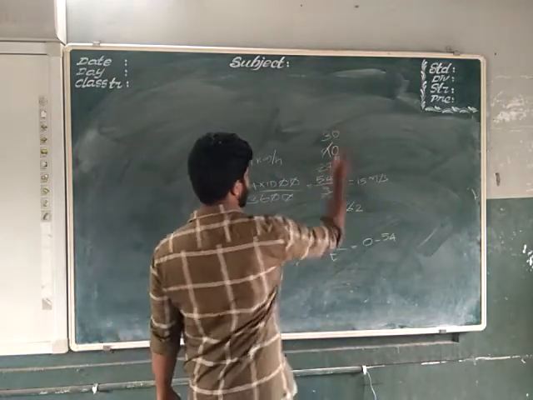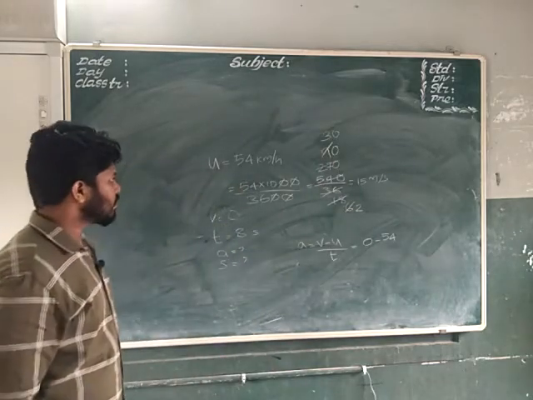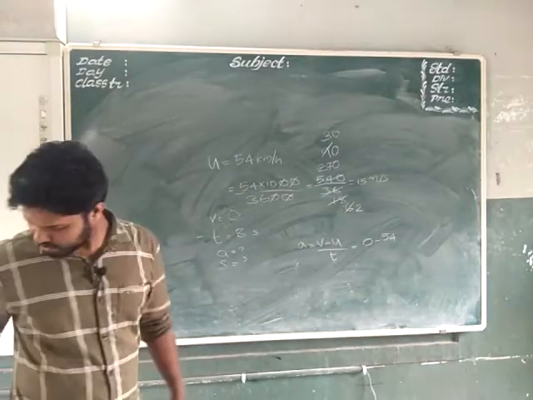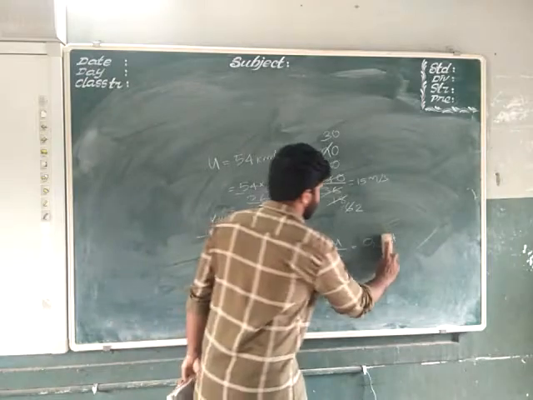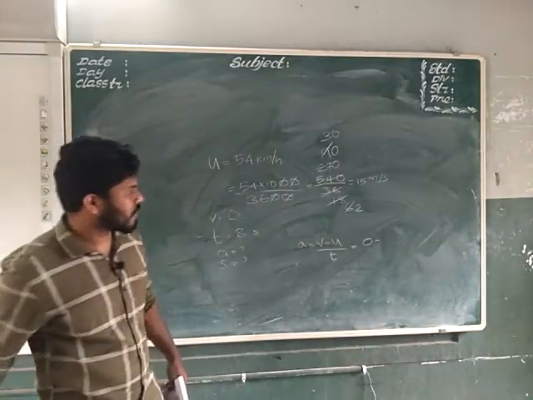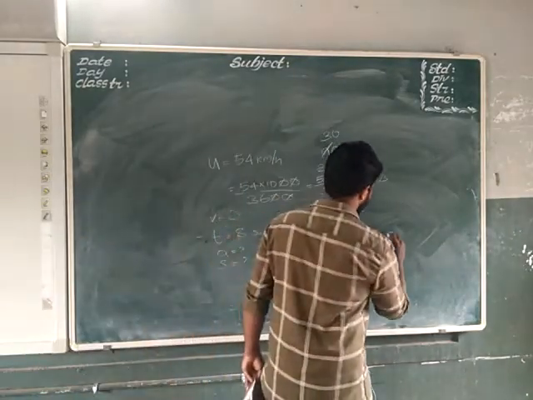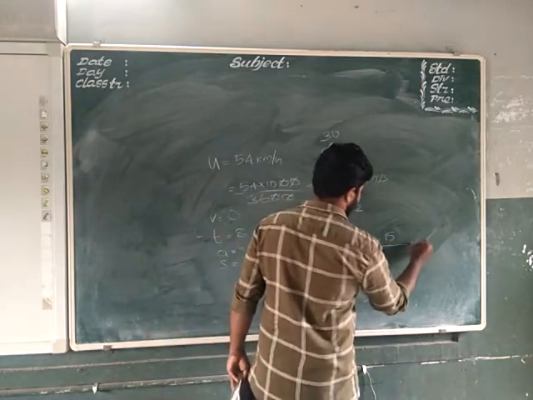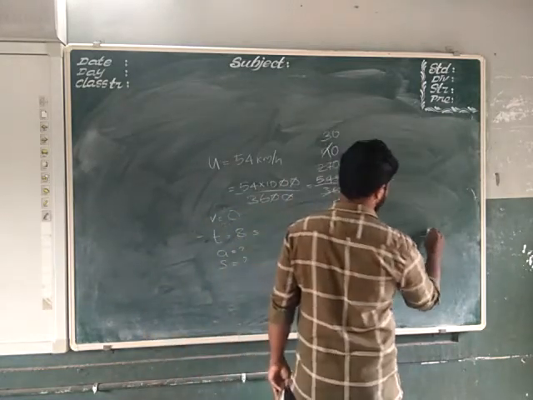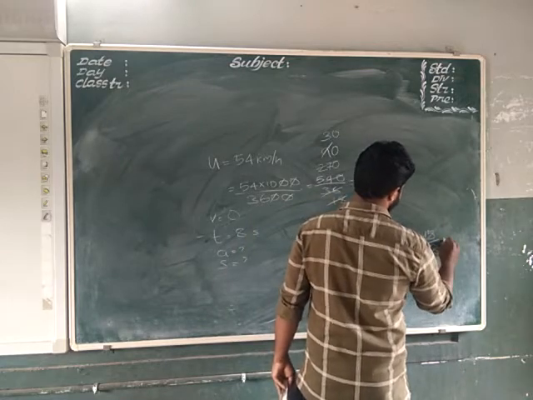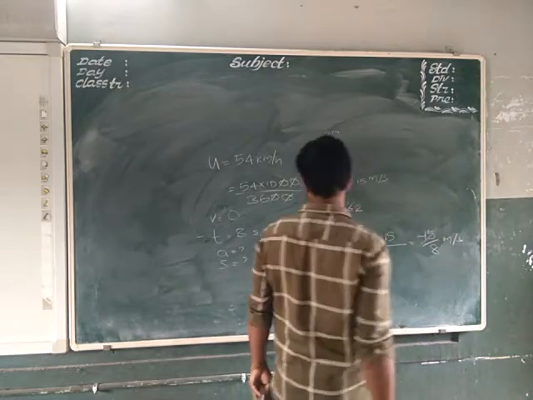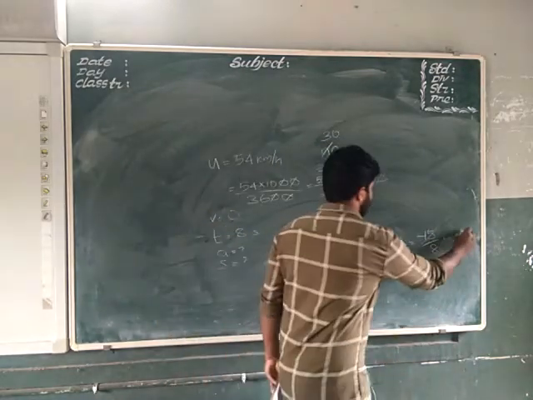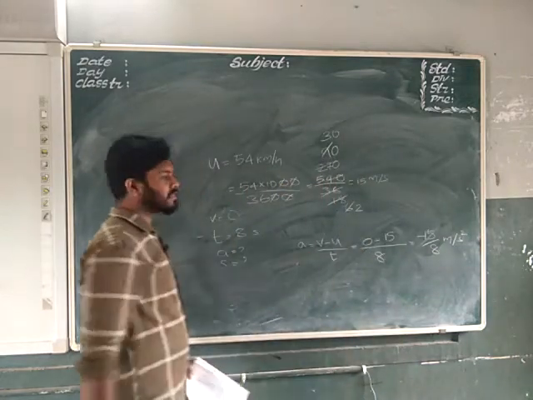30 by 2 is equal to 15 meter per second. U is equal to 15 meter per second. Instead of U, we have to write this 15. So 0 minus 15 divided by 8. Minus 15 by 8 meter per second square. This is the acceleration.